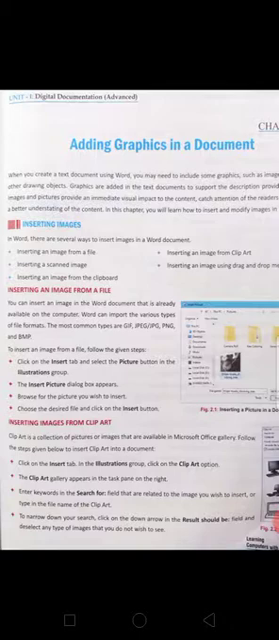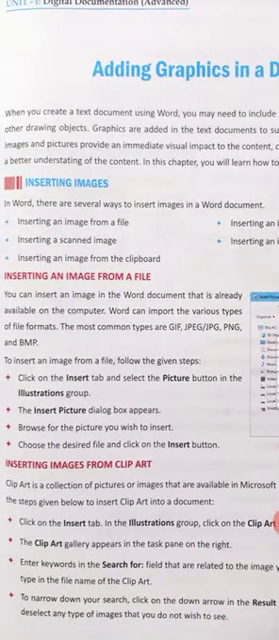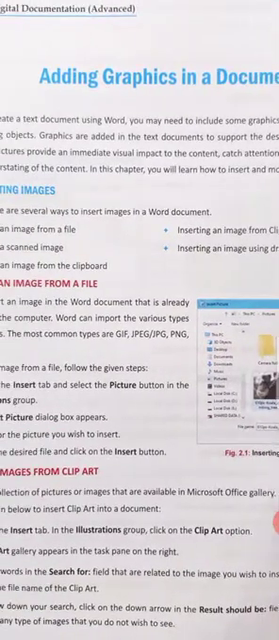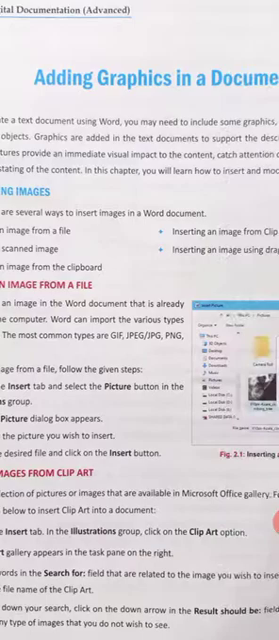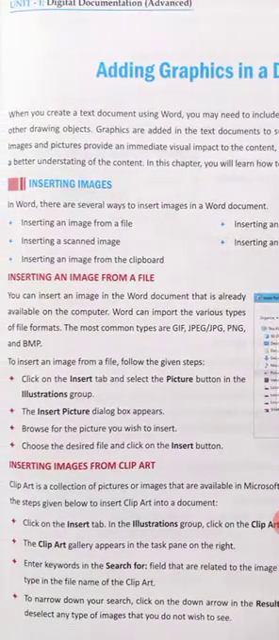So in this chapter we will read how to insert images. In MS Word, we have so many various ways to insert images. First, insert an image from a file. Insert an image from clip art. Insert a scanned image. Insert an image using the drag and drop method. Insert an image from the clipboard. All of you are familiar with these things.